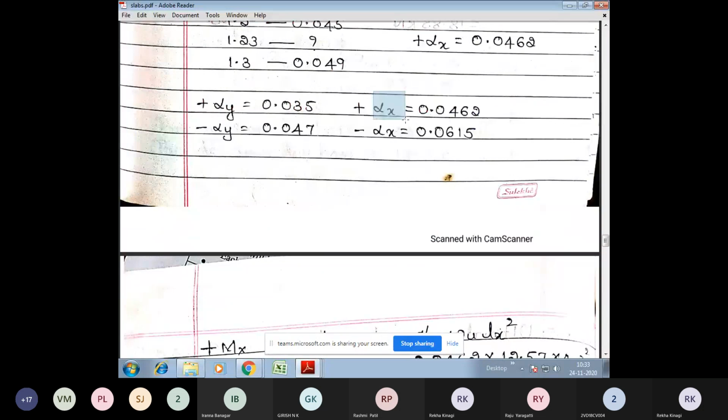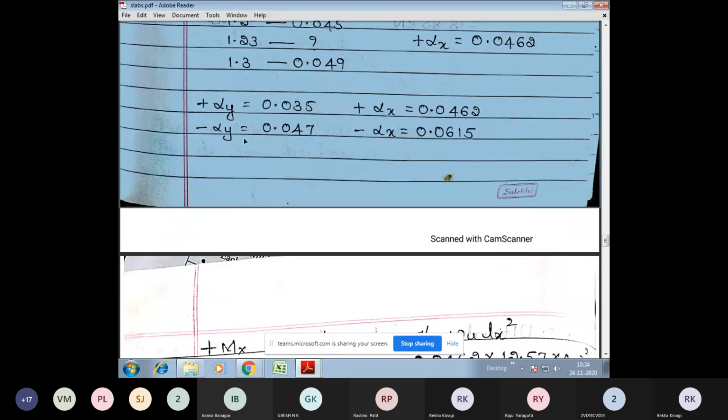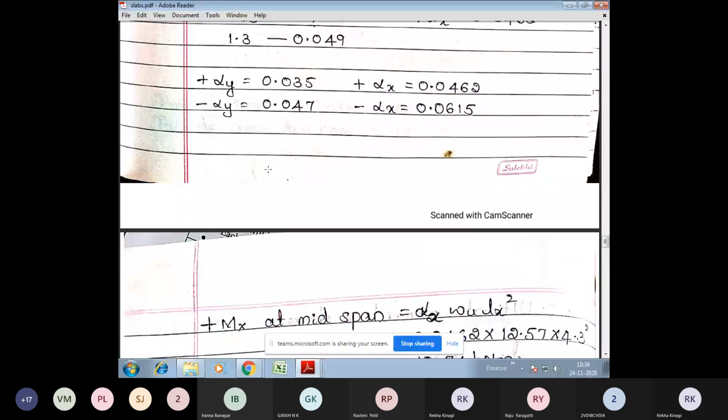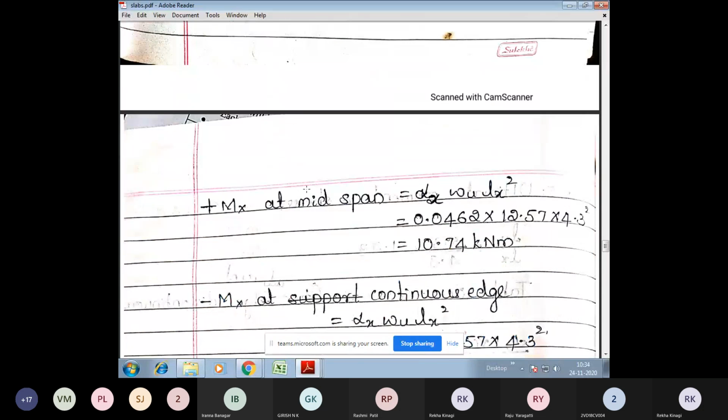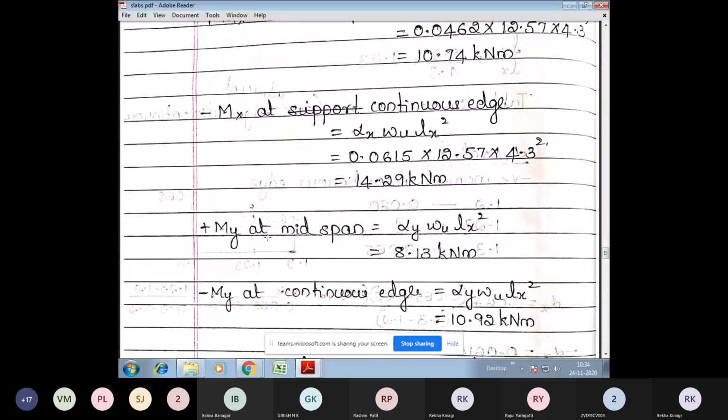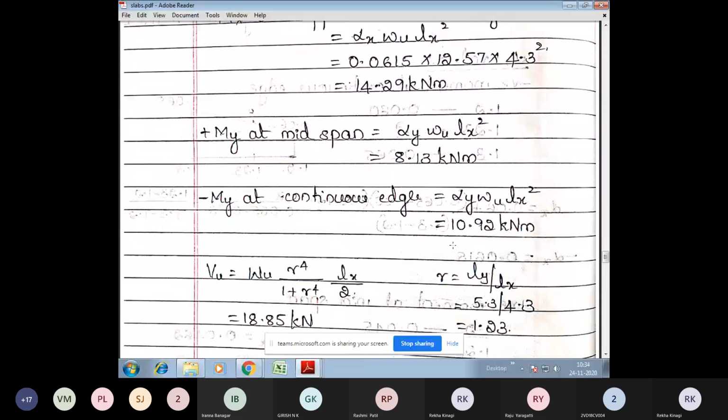Positive Mx, negative Mx, positive My and negative My. And the corresponding coefficients are used in order to calculate the moment. And whatever the direction may be, whether x or y, the span to be used is Lx only. So positive Mx, negative Mx, positive My and negative My values are being calculated. Positive at the midspan, negative at the continuous edge.